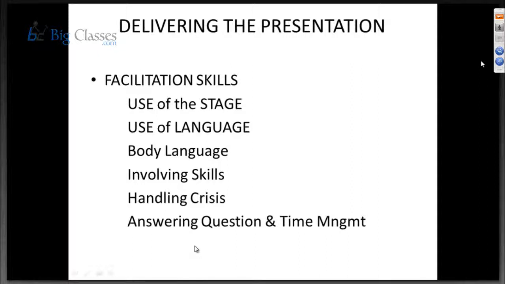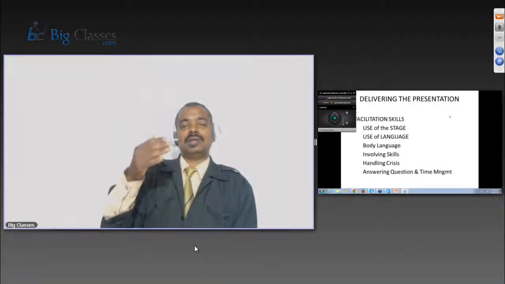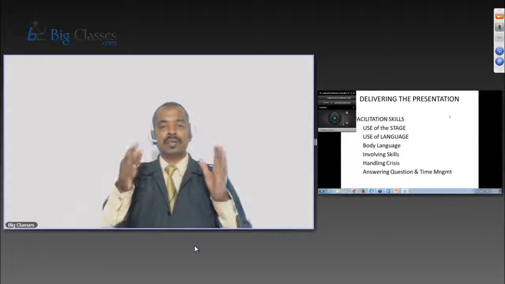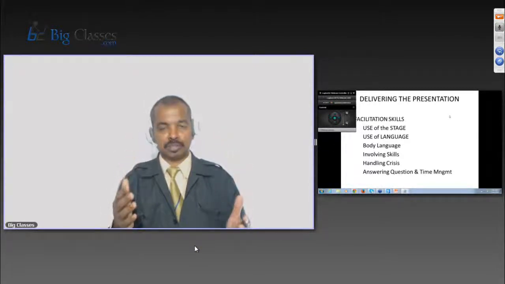The use of stage. Now, I'm typically talking about your presentation is ready and there are about 25 or 50 or 100 people sitting there and watching your presentation and you are on the stage. Right. There could be a screen where you have got your PowerPoint presentation. So this is what I'm trying to talk about. The facilitation skills which I'm talking about, the use of the stage.